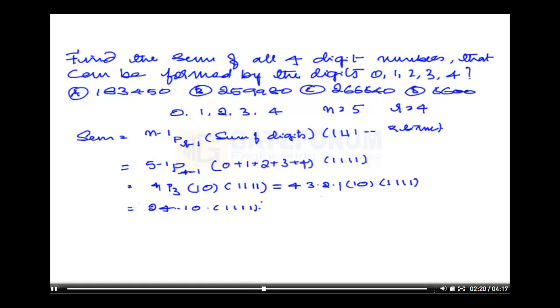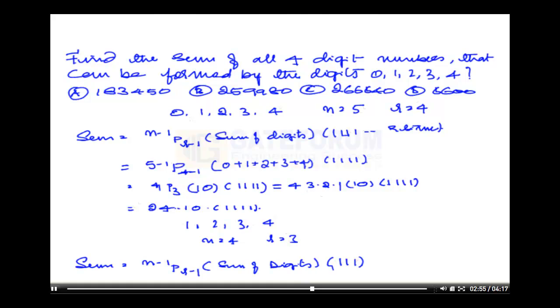Again we shall find the sum considering only 1, 2, 3, 4, because I want to find the sum of all 3 digit numbers. So the sum would be equivalent to (n minus 1)P(r minus 1) into the sum of digits into 111.